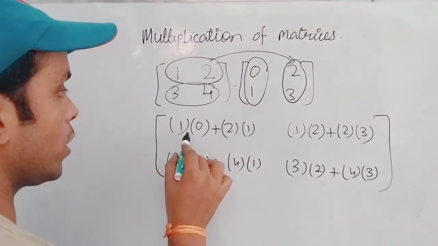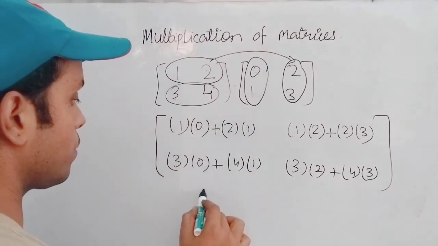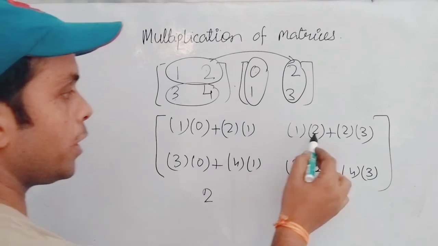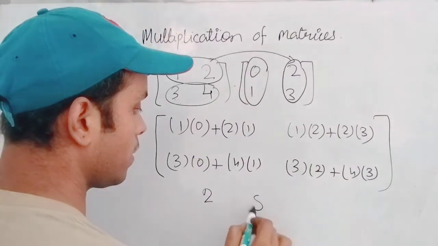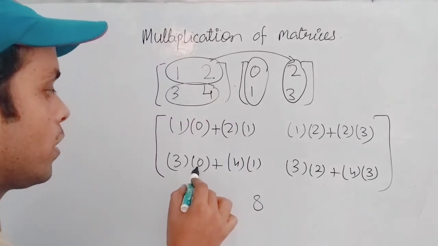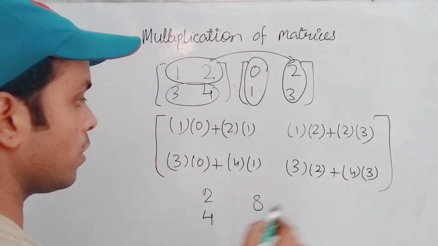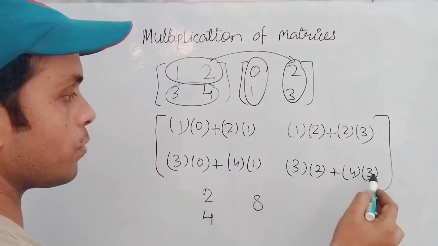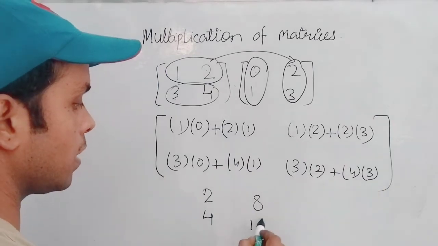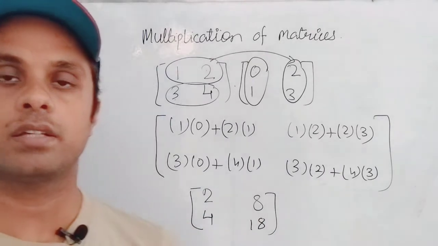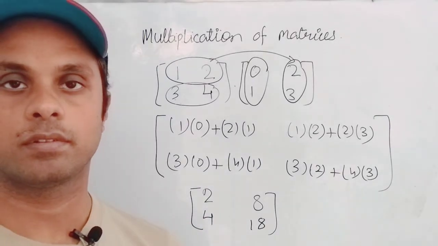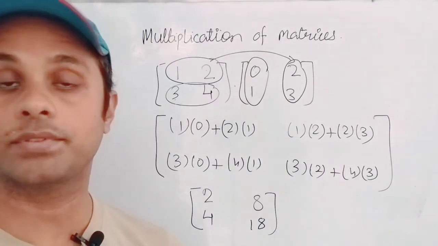1 into 0 is 0 plus 2 into 1 is 2. 1 into 2 is 2 and 2 3s are 6. So 6 plus 2 is 8. 3 into 0 is 0 and 4 into 1 is 4. 3 2s are 6 plus 4 3s are 12. So 12 plus 6 is 18. This way we can multiply a square matrix with another square matrix of same order.